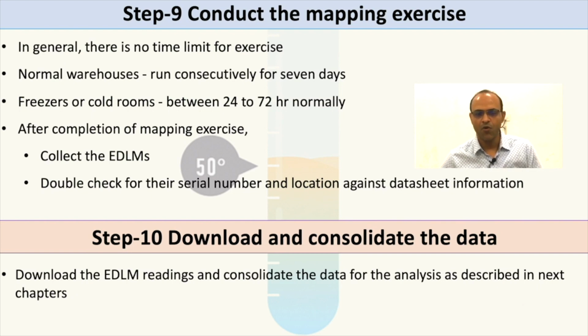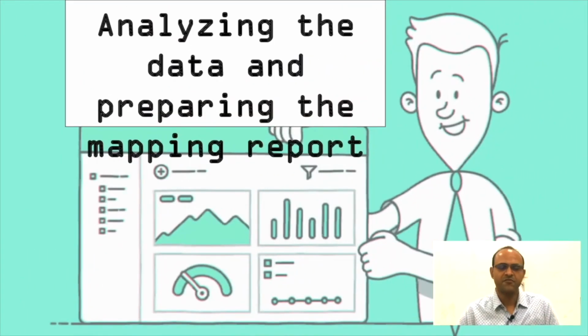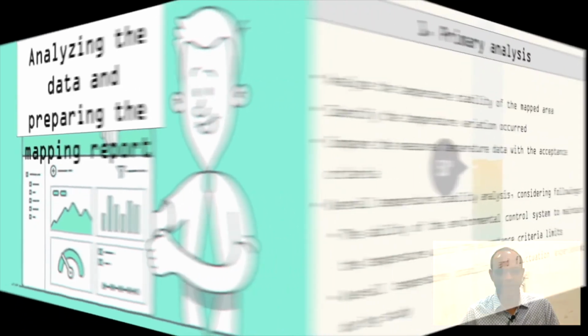Step 10. Download all the consolidated data. Download all the EDLM readings and consolidate the data for analysis and description. Now the important part is, once you have got the data, analyzing the data and preparing the mapping report, because acquiring the data is one aspect, doing the exercise is another aspect, and analyzing the data to ensure the temperature-dependent quality of the product is an important aspect.